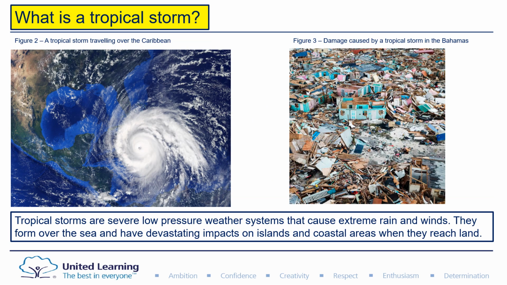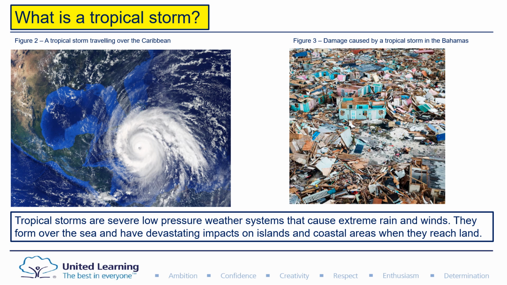If you look at figure 2, you can see a picture of a hurricane, a tropical storm travelling over the Caribbean. It's got distinct features. It's got an eye at the centre, which is an area of high pressure, which basically has no rainfall, and around the eye is an eye wall, which is where you can see the really thick cloud, which is an area of low pressure, and that's where we get the strongest wind and the strongest rain.